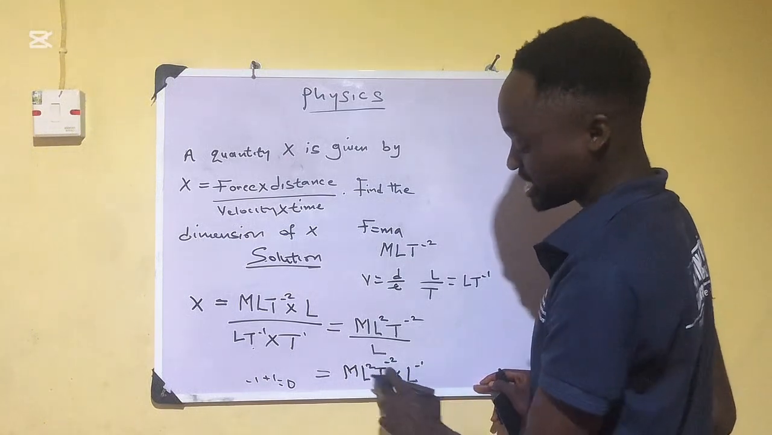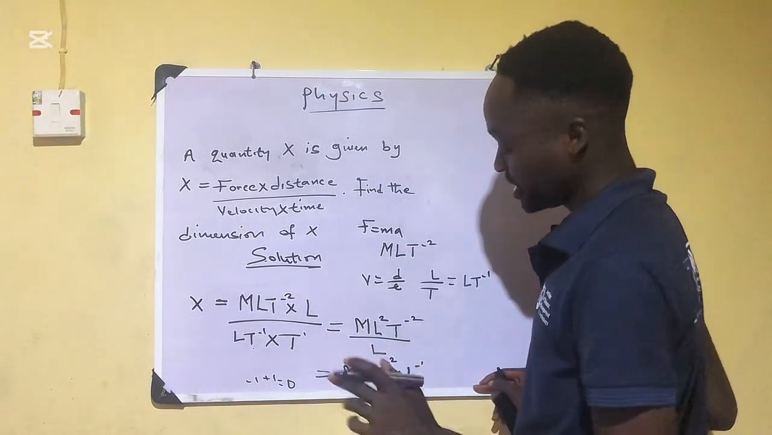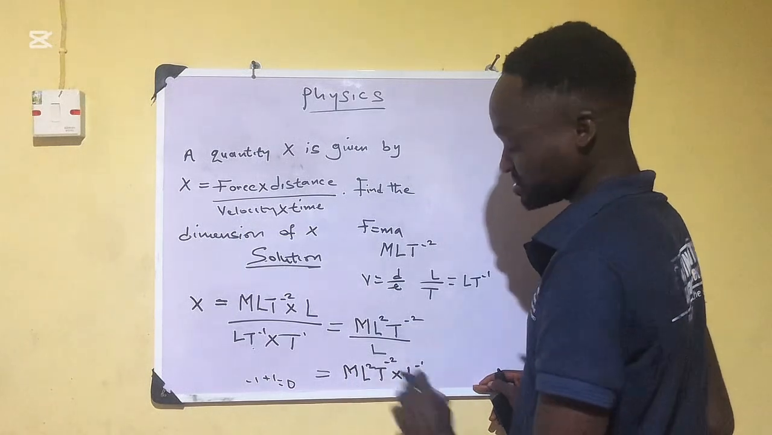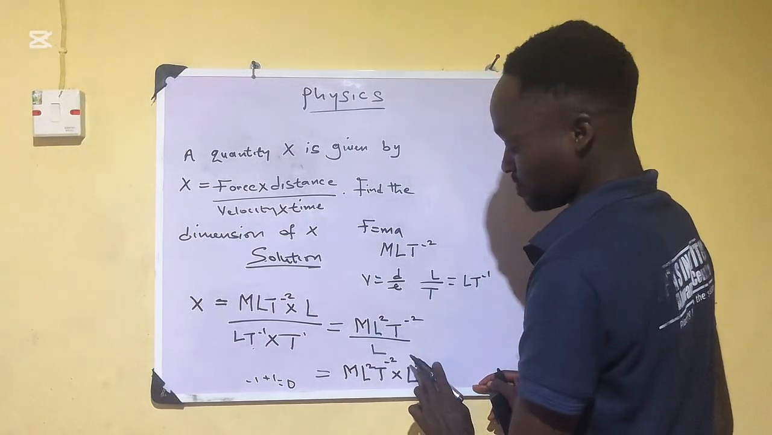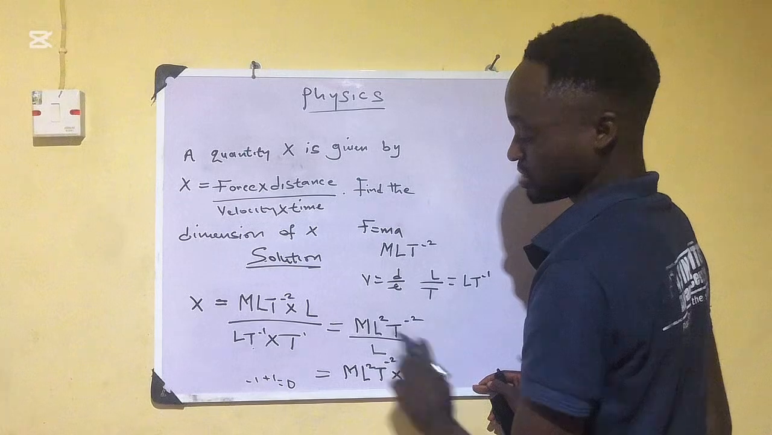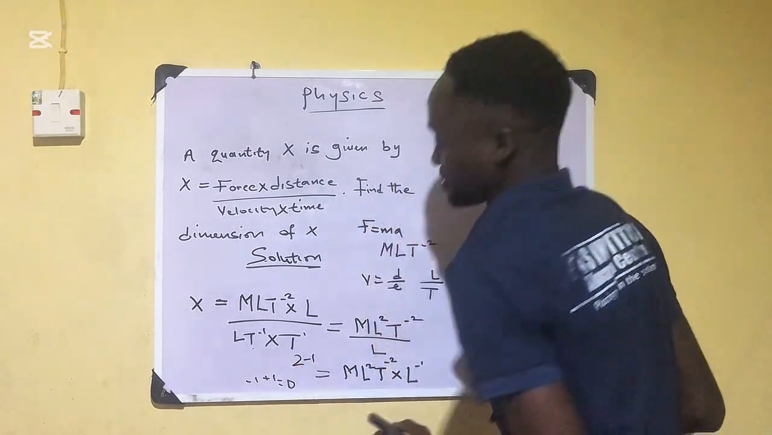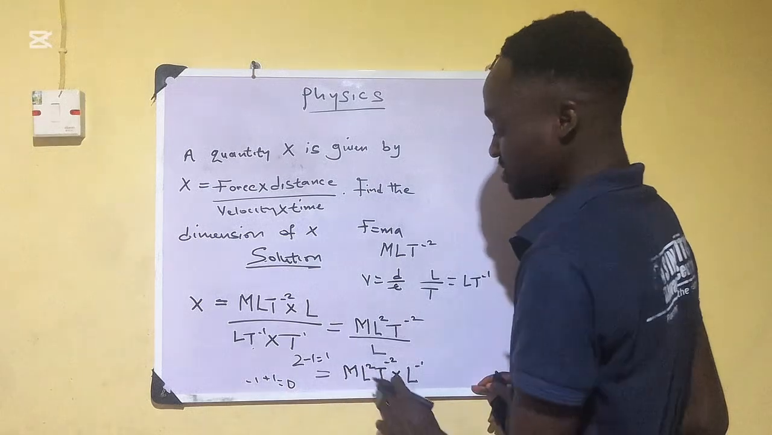So I'm going to multiply this L by this L, just like I taught you before, again using the laws of indices, because they are the same base. You are going to add the powers. Now here we have 2 plus minus 1, which is 2 minus 1. And this is going to give us 1. So that means my L is going to be to the power of 1.